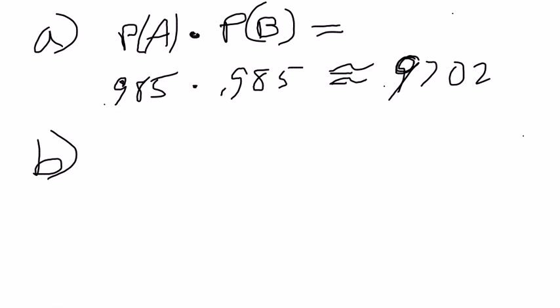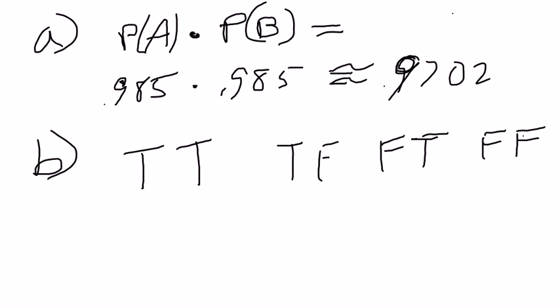All right, so back to part B. Part B says, what's the probability that you have at least one system that functions? Okay, well, let's just walk this out. What are all the possible scenarios? The first one could work, the second one could work. The first one could work, the second one could fail. The first one could fail, the second one could work. Lastly, they both could fail. So these are all the different scenarios.